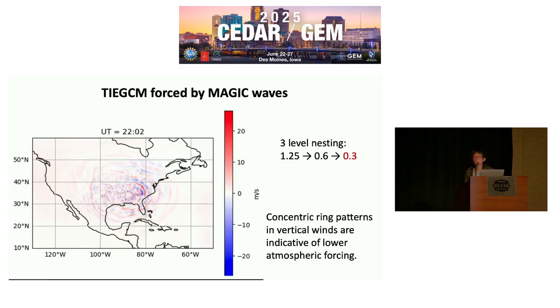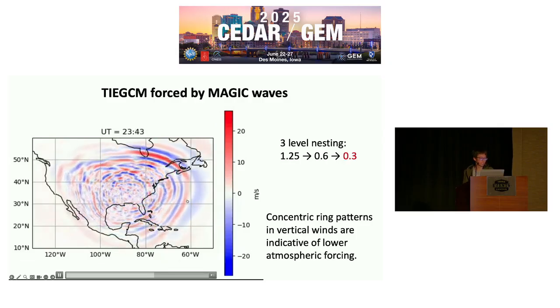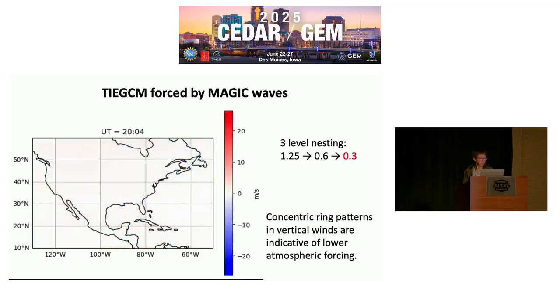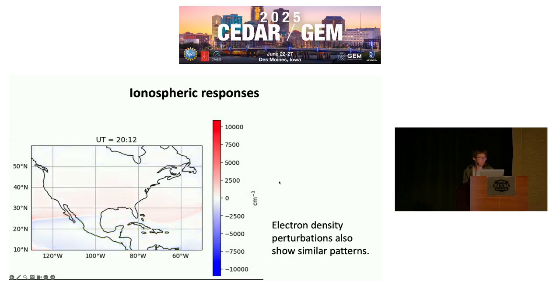So in this simulation, we go from 1.25 degree to 0.6 degree and then 0.3 degree, which is so far the finest simulation that has been carried out in TIE-GCM. So you see a lot of TID structures and gravity wave structures propagating out. And this movie shows the ionospheric responses to the thermospheric gravity wave propagation.